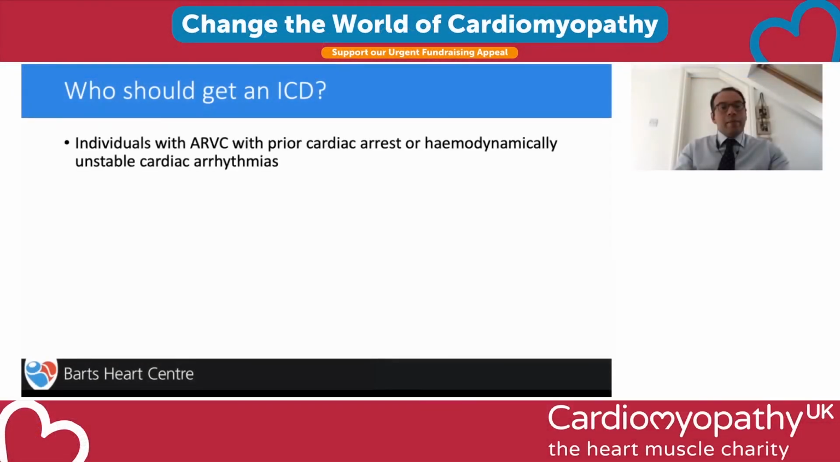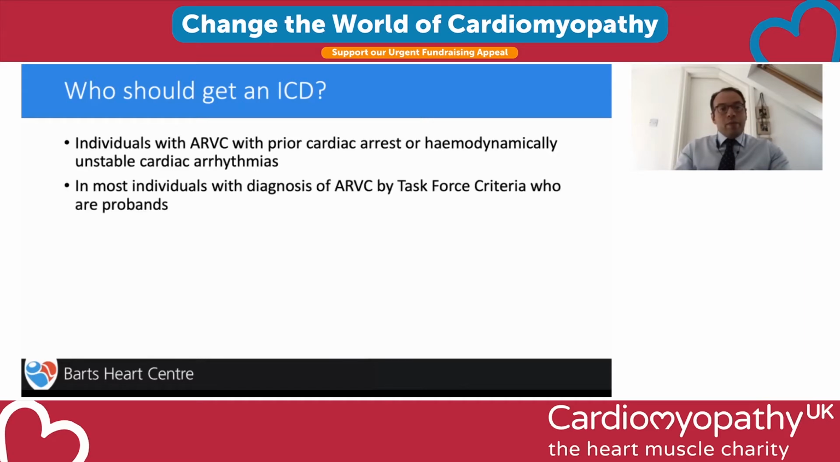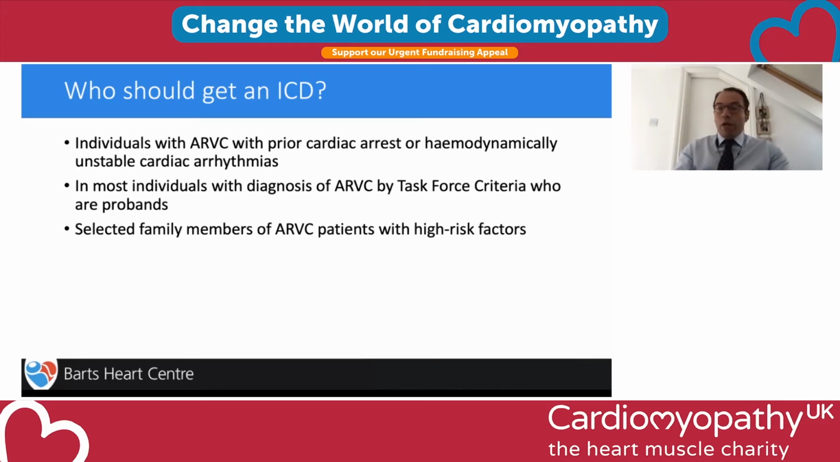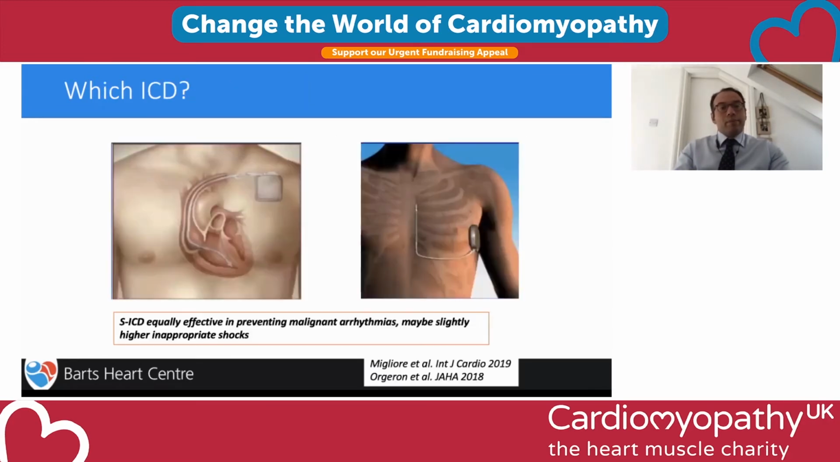Now, just to simplify things, who should get an ICD, really? In ARVC, it's individuals with a prior cardiac arrest or hemodynamically unstable cardiac arrhythmias. I think this is a no-brainer most of the time. And mostly individuals with a diagnosis of ARVC who fulfill the task force criteria and are proband. Essentially, these people will have enough risk factors to justify an ICD insertion. And then selected family members of ARVC patients who have high risk factors. This is the reason why we see patients in the cardiomyopathy clinic every year to risk stratify.